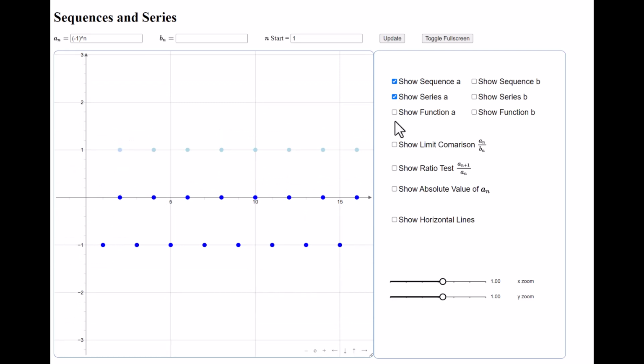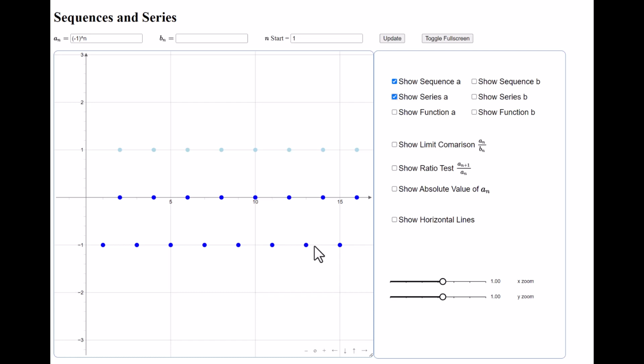So the sequence values, if I turn off the series, you can see are either negative 1 or positive 1, negative 1, positive 1, and so forth. Now if you take the individual sums of the first n or the first k values, you get this pattern. So negative 1 plus 1 gives me 0, plus negative 1 gives me negative 1, plus 1 gives me 0, and it just oscillates between those 2 points. But in no way does this converge.